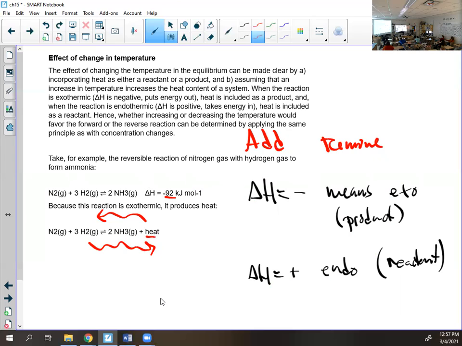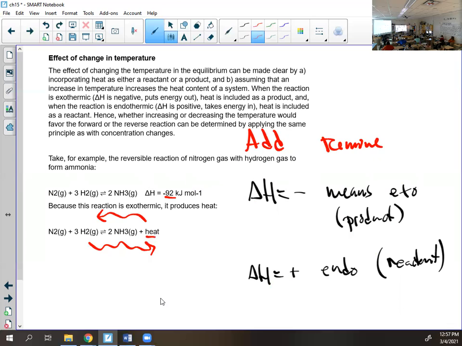So tell me something. When you're cold, what would you like to do? Get warm. Your body says, oh, my equilibrium is off. I am cold. I need heat. So when I'm cold, I seek heat. A reaction is the same. When you remove heat, it wants to go towards the heat. It always opposes the change.